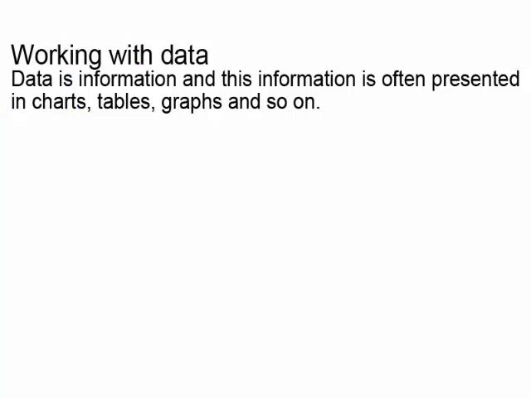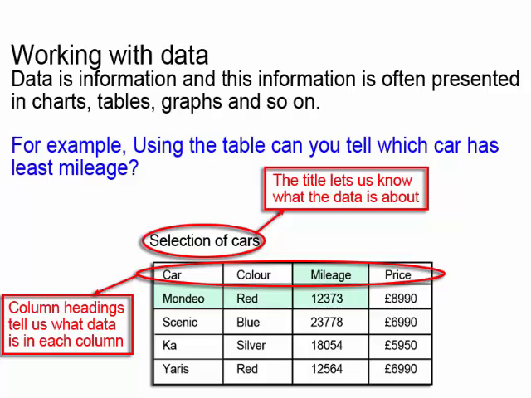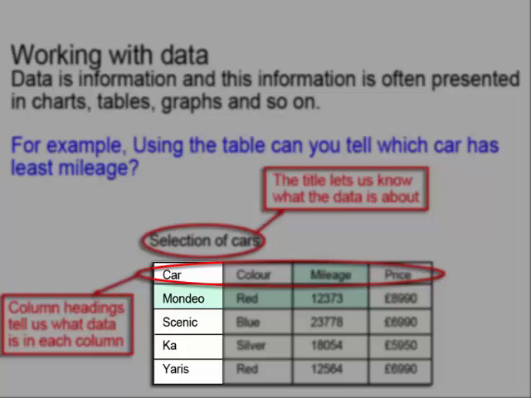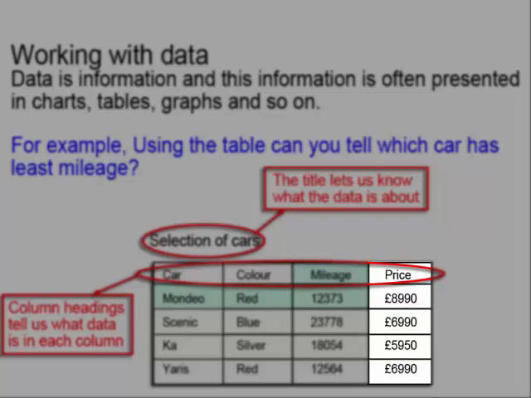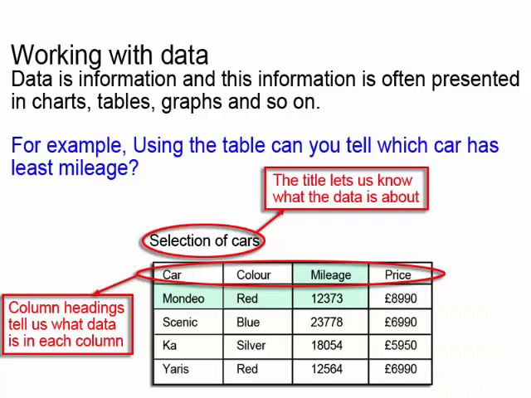Data is simply a collection of information. For example, here is a table containing information about a selection of cars. The information consists of the car type, the car color, the mileage of the car, and the price of the car. And we can use data to search for specific things.